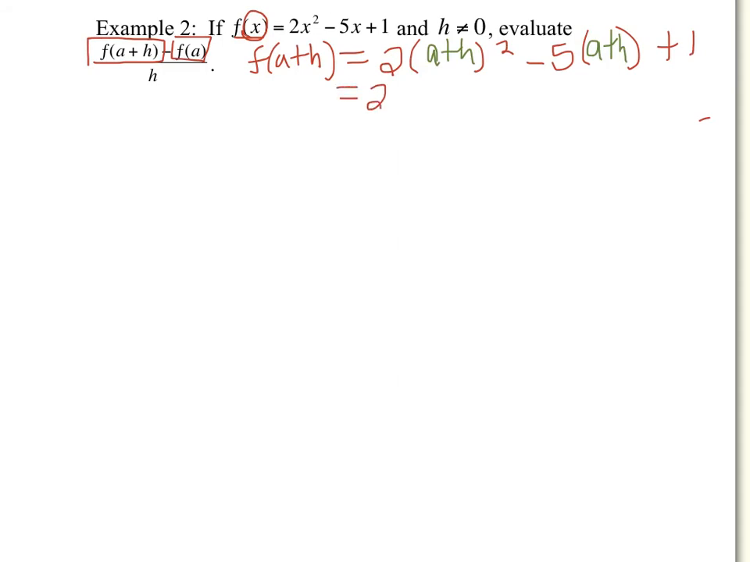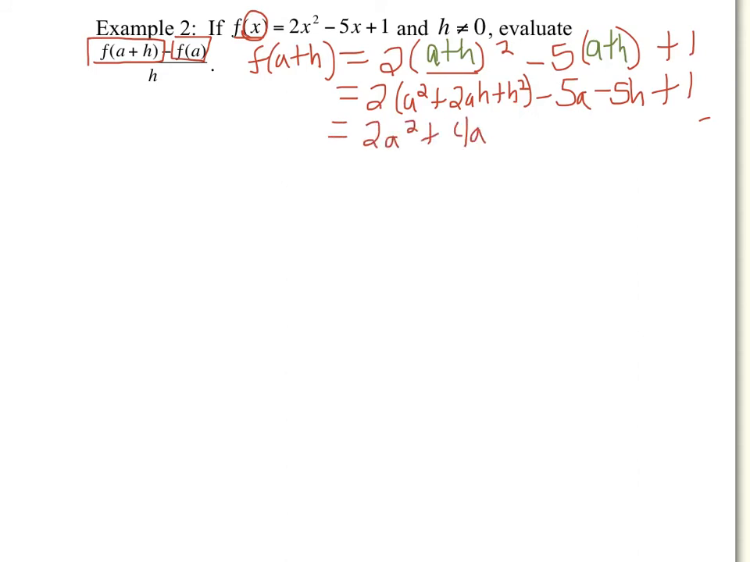I'm going to have 2 times, and I know this is a perfect square, so it's going to be a squared plus 2ah plus h squared, minus 5 times a, and don't forget to distribute the negative sign with the 5. All right, so I'm going to simplify just a little bit further here, and I'd have 2a squared plus 4ah plus 2h squared minus 5a minus 5h plus 1. Okay, and that's just f of a plus h.